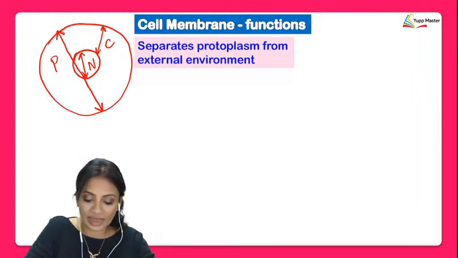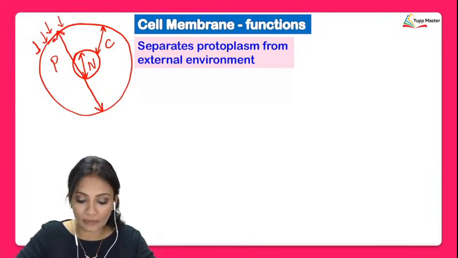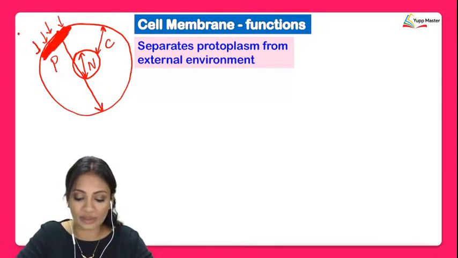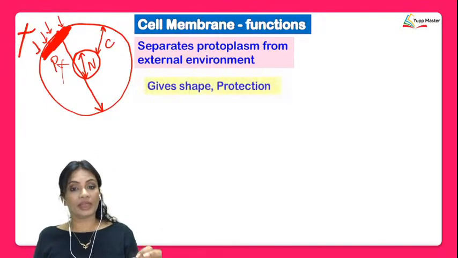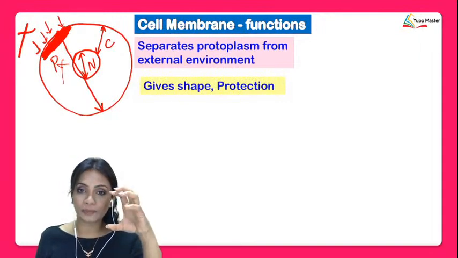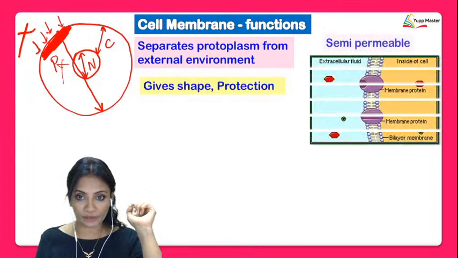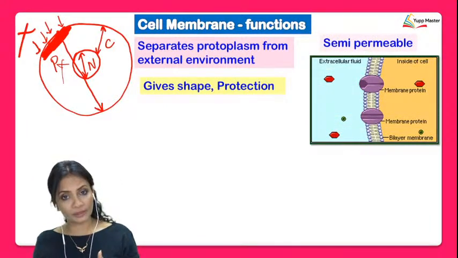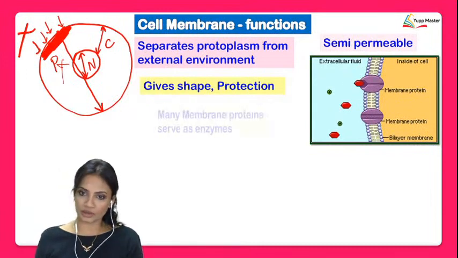So the cell membrane, the outermost membrane, creates a barrier between the external environment and the internal protoplasm. So it does the work of separating them. It is also the reason that there is a particular shape to the cell, and it also provides protection. It is semi-permeable, hence it allows certain substances to come in and doesn't allow certain substances to come in.